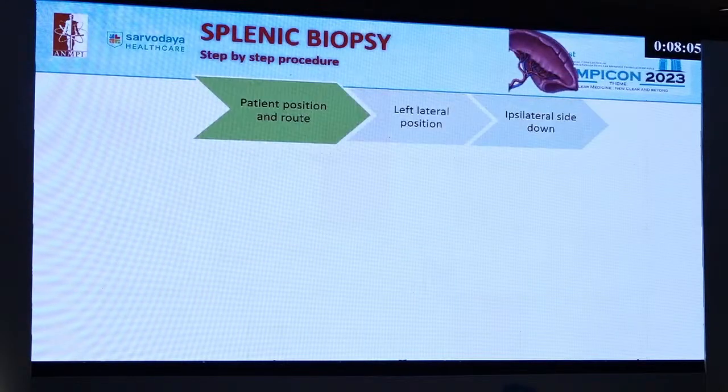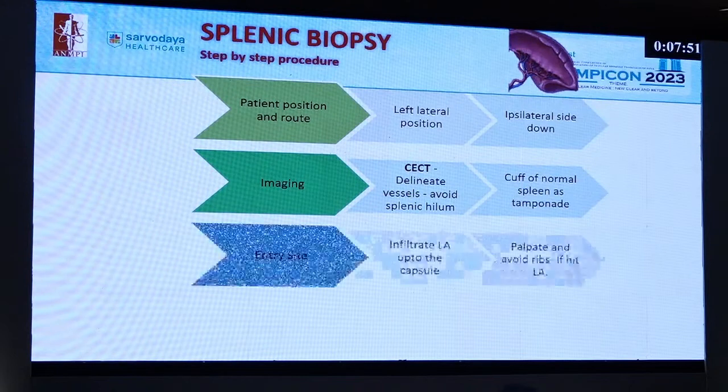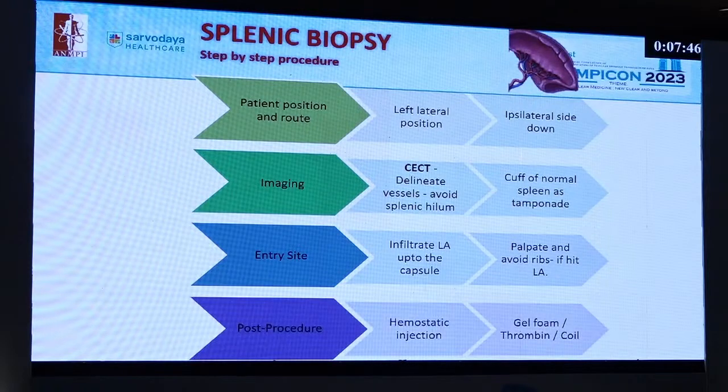Step-by-step approach. Patient positioning is of utmost importance in splenic biopsy. Left lateral position, or ipsilateral side-down position, is the best approach. For imaging, it is better to have CECT to delineate the vessels. Then the entry site should be prepared. A post-procedural patient may have hematoma or bleeding, so hemostasis injection should be performed. Gelfoam, thrombin, and coils should be used while doing splenic biopsy. But if no bleeding is there, there is no need for Gelfoam, thrombin, and coils.